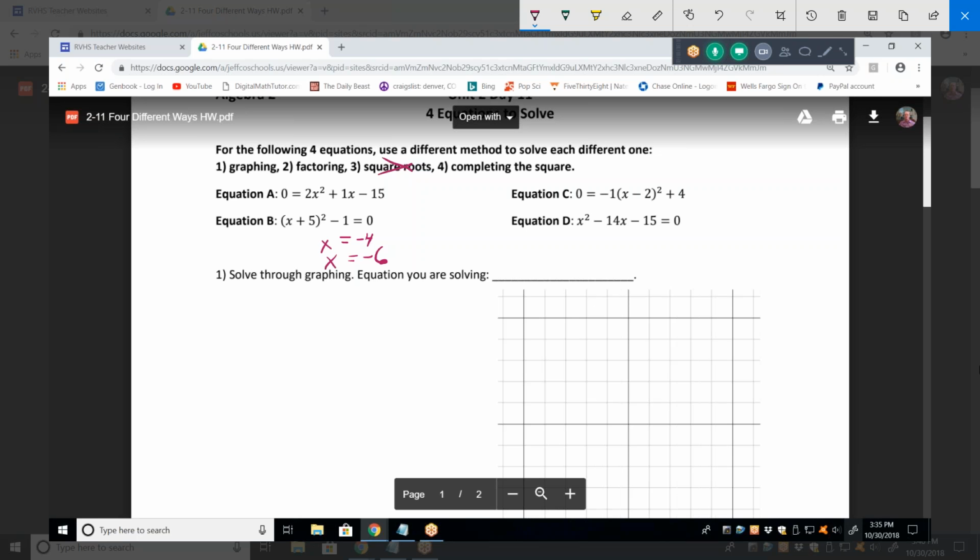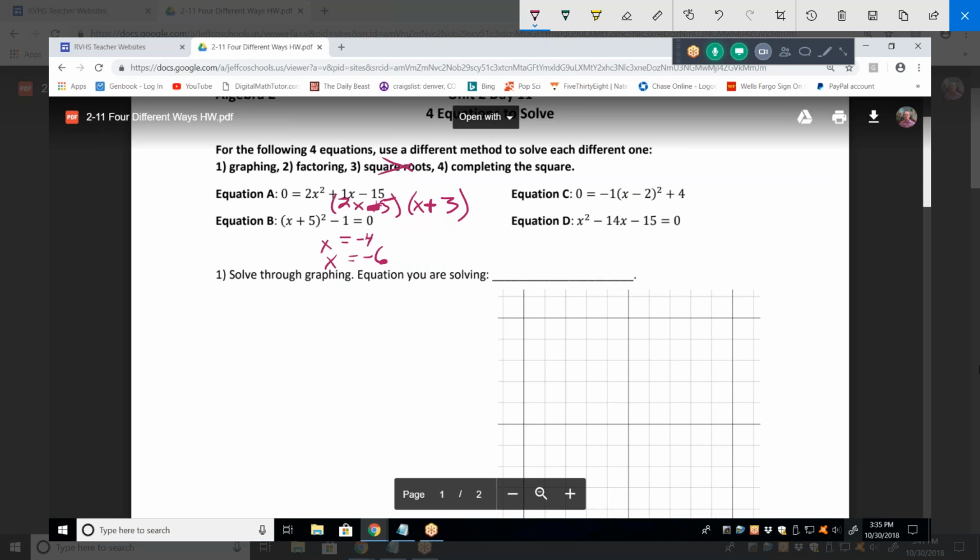Think for a moment. Let's see. If I tried to factor that, that would be 2x times x, it's got to be plus, minus, and I could do 3 and 5. It's got to be minus 5 and plus 3.